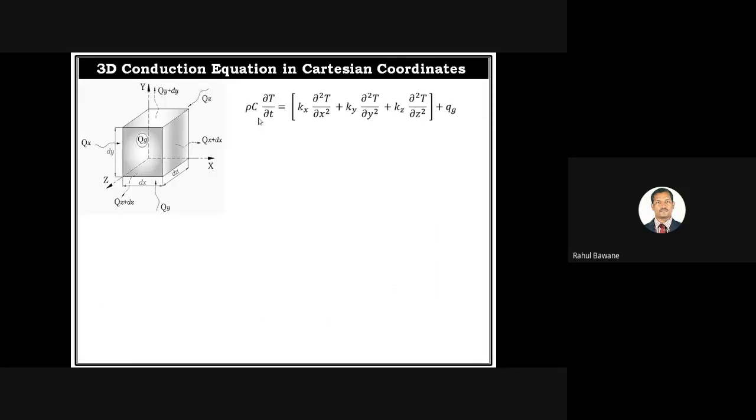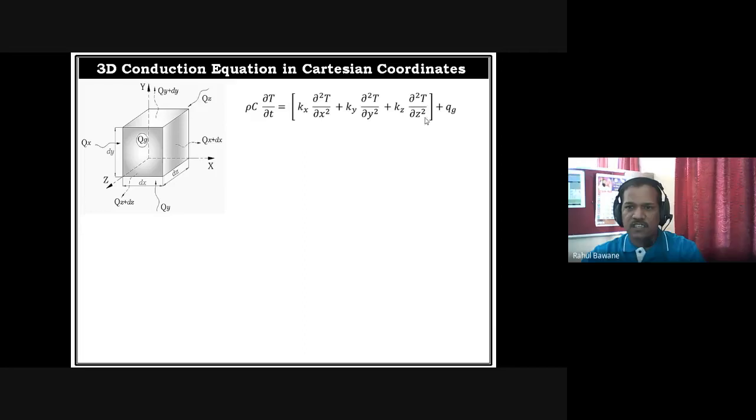rho C, that is heat capacity, del T by del of time is equal to this bracket Kx del square T upon del x square plus Ky del square T upon del y square plus Kz del square T upon del z square plus Qg. This Qg is not a total heat generation. This is the intensity of heat generation. That means watt per meter cube.